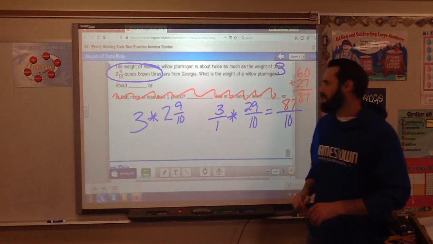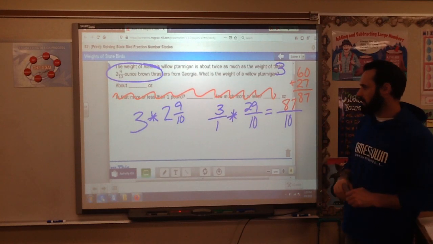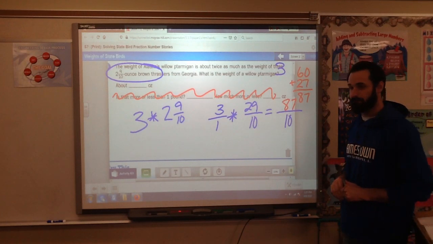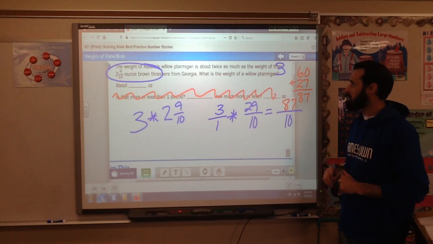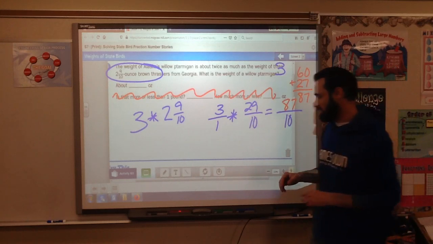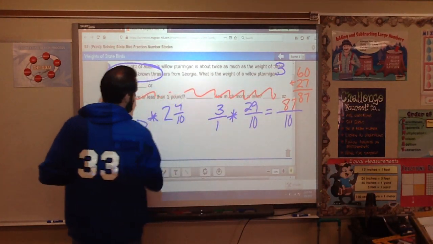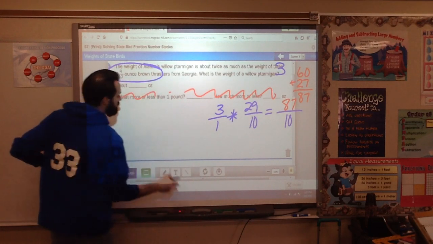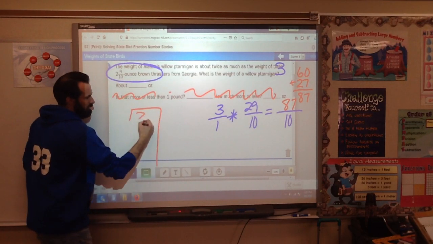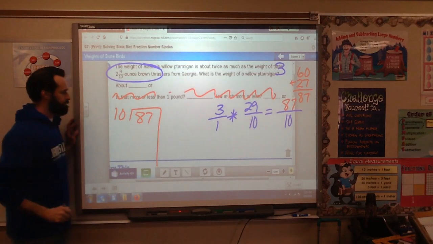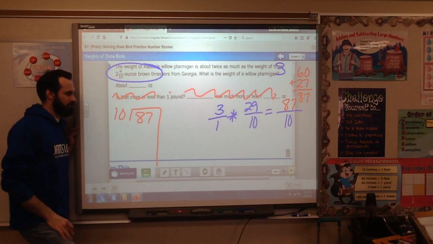I'm not even going to worry about this part. We're just looking at how many ounces it is. So first we've got to figure out how many pounds that is. I think it's going to be easier for us to first do that division problem. So the division problem that we need to do is 87 divided by 10. Go ahead and give that a shot.